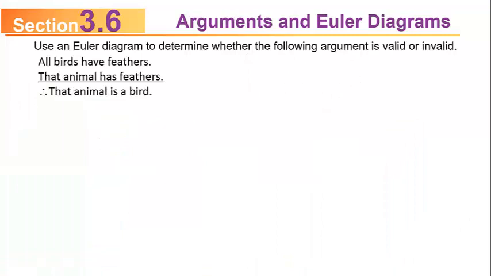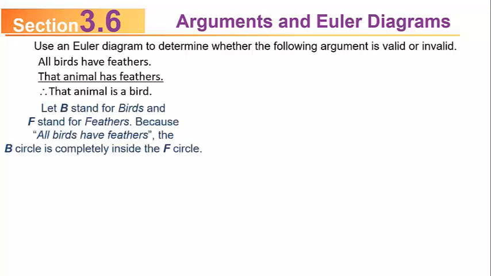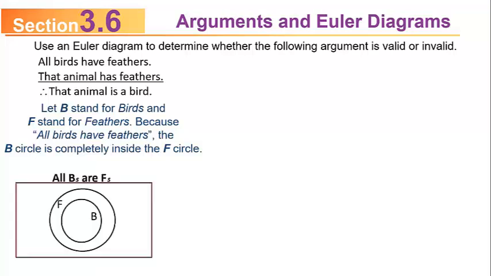Another one. All birds have feathers. That animal has feathers. Therefore, that animal is a bird. Again, drawing the Euler diagram and labeling circles, we'll let B stand for the bird circle, F stand for the feather circle. Because all birds have feathers is the first premise, the B circle is completely inside the F circle. That would be illustrative of the statement, all B's are F's.